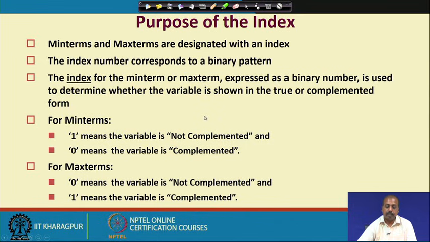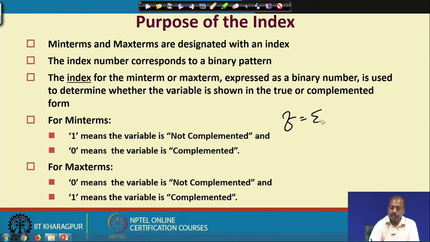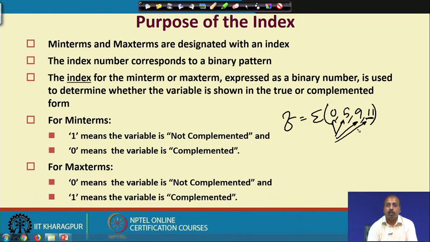Indexing actually helps us to tell the function. You can simply say that my function f is the summation of the min terms 0, 5, 9 and 11. This immediately says that it is a 4 variable function because I am going up to 11, so I will need 4 bits to represent it. For the min terms 0, 5, 9 and 11 the function value is 1, whereas for others the function value is 0. So, this is a very standard notation.